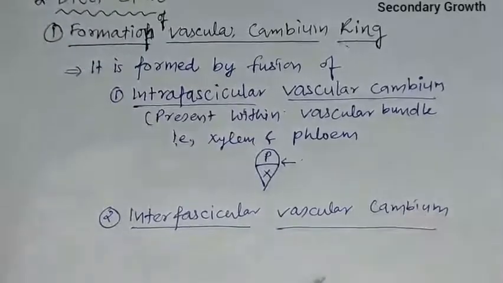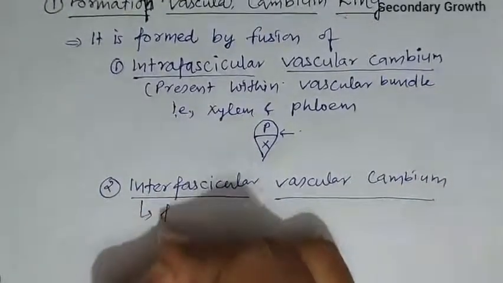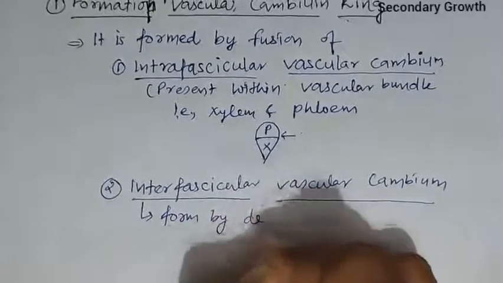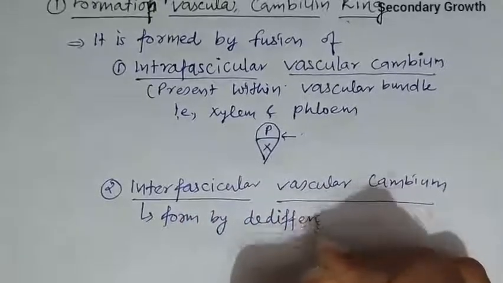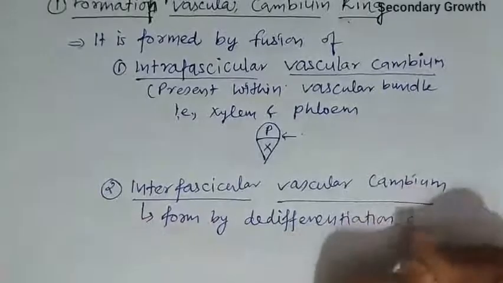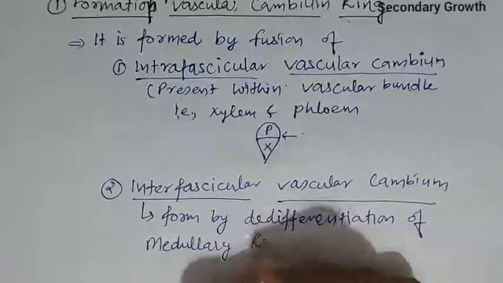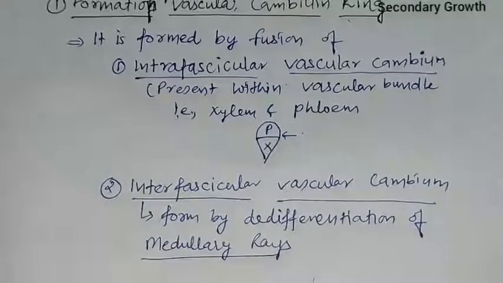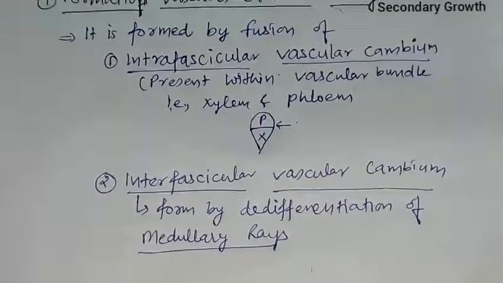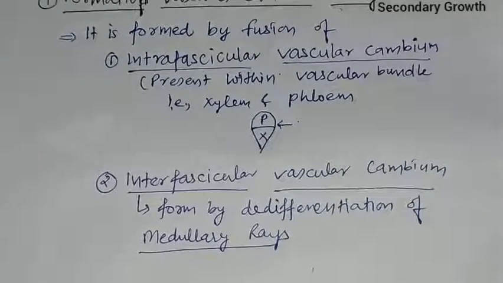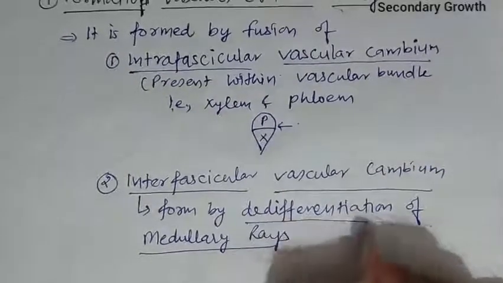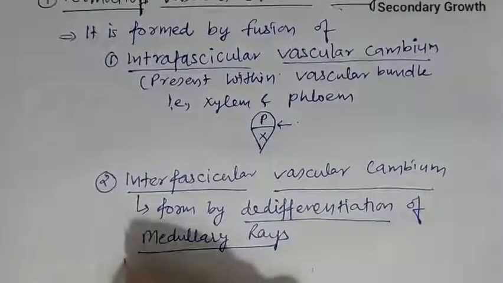Interfascicular vascular cambium is formed by de-differentiation of medullary rays. Medullary rays de-differentiate, meaning they become dividing cells from non-dividing cells. Actually medullary rays are non-dividing cells, and if they again gain the power of division, it is known as de-differentiation. And this interfascicular vascular cambium is present between the vascular bundles.